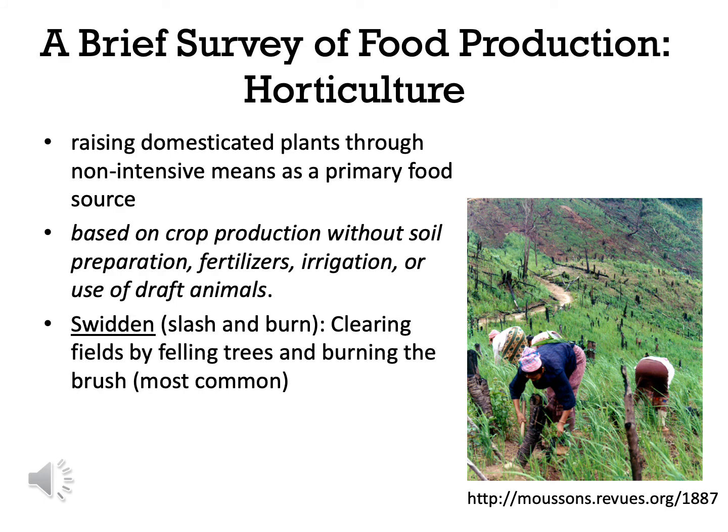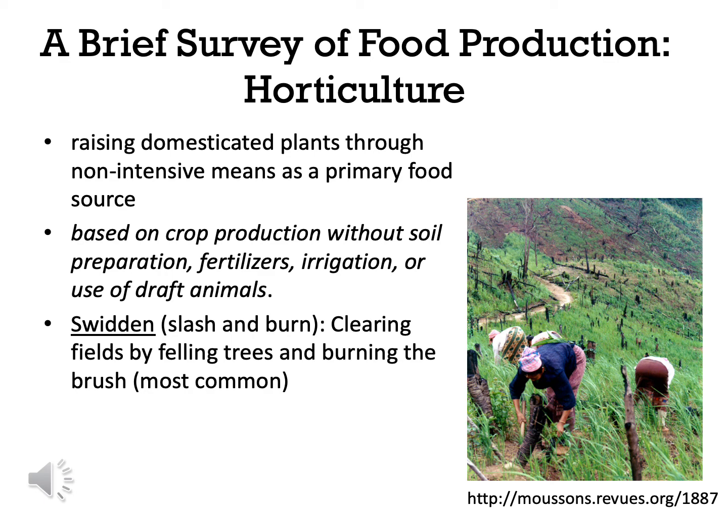Horticulture involves raising domesticated plants through non-intensive means as a primary food source. It is based on crop production without soil preparation, fertilizers, irrigation, or use of draft animals. When we adopt intensive means for raising domesticated plants, it becomes agriculture. Horticulture is simpler and generally produces less food.